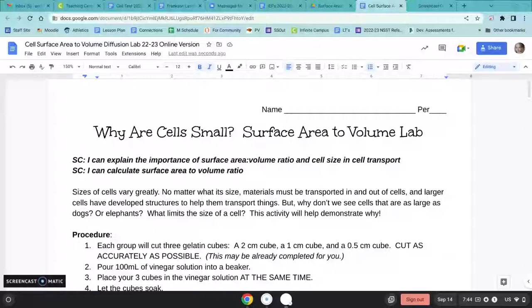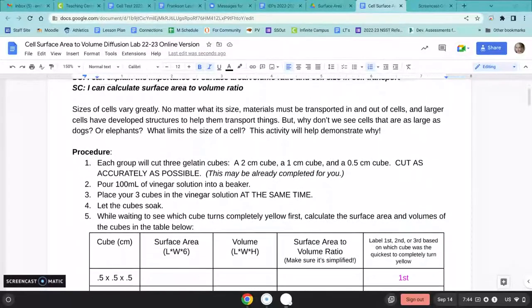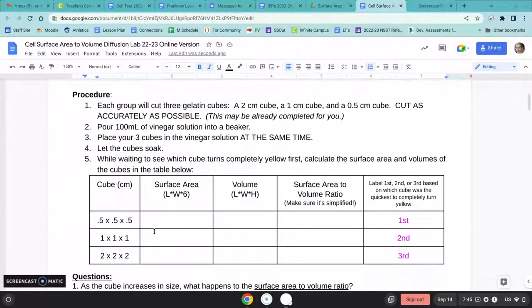So we've got our surface area to volume lab, and you can actually do all this lab without actually being here. So we're going to walk through how you do all the calculations.